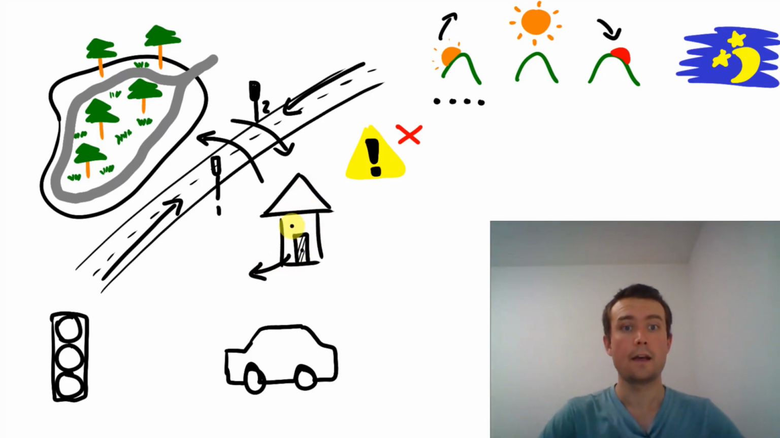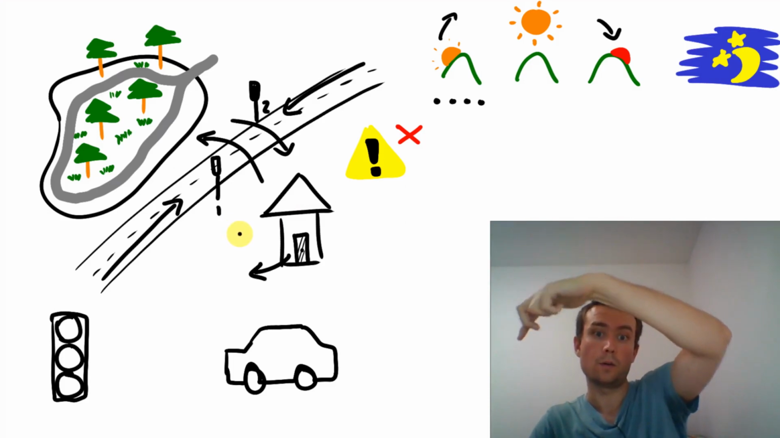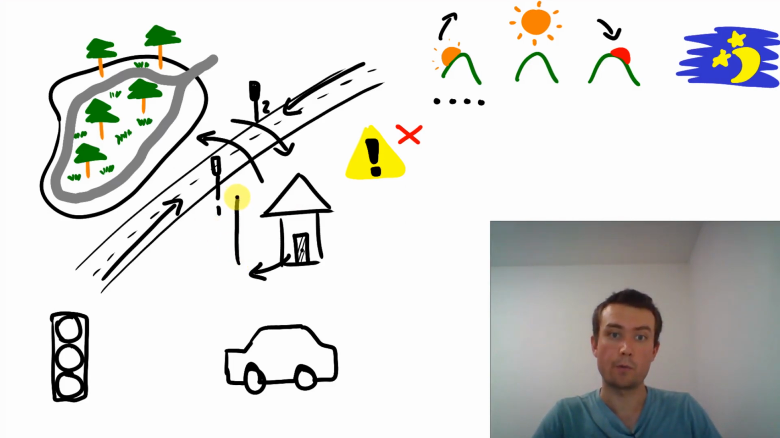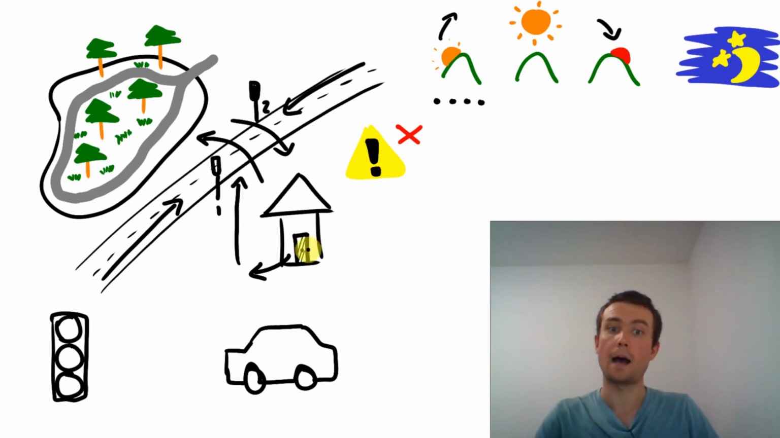Then I walk to the road, to the part of the road where there are traffic lights. I walk from the house to the road.